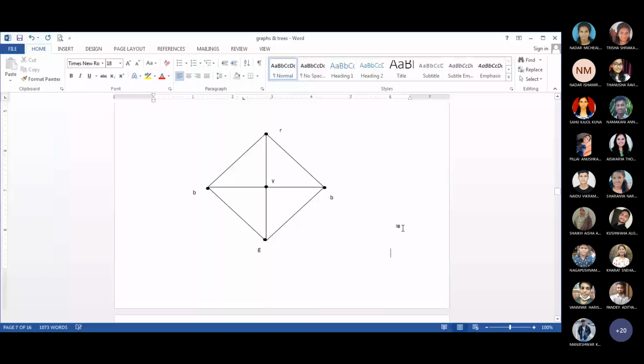Okay. Now in the second example you can see we have the same graph as the first example, but here we are using four colors to obtain the proper coloring of the graph. In the first example, proper coloring came using three colors. In this one, we used four colors for proper coloring.